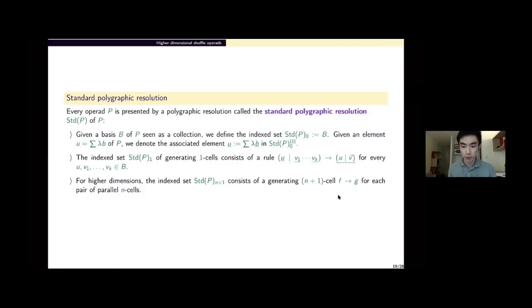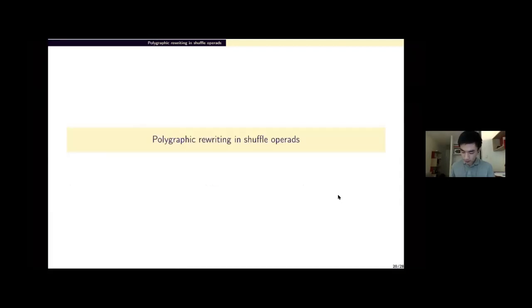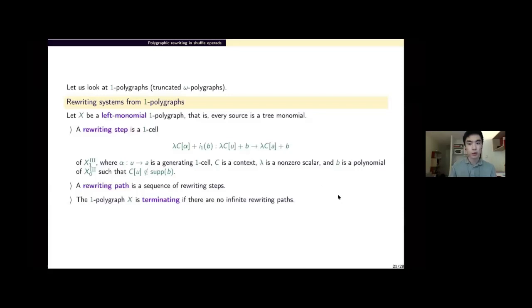And so I'm going to overstep my welcome a bit to explain how we can get a smaller polygraphic resolution using rewriting. So this is where rewriting comes into play. For rewriting, all we need to do is look at the lowest dimensions, because if we make the lowest dimension smaller, then actually everything else becomes smaller as well. So we look at 1-polygraphs, where we can truncate the omega polygraph to 0 and 1. We take X to be a left monomial 1-polygraph. So every source of a generating 1-cell is a monomial.